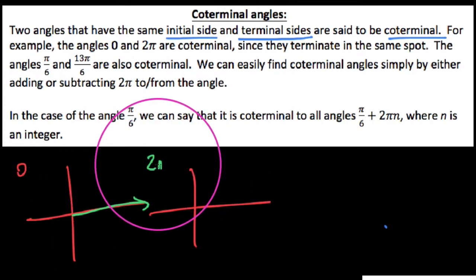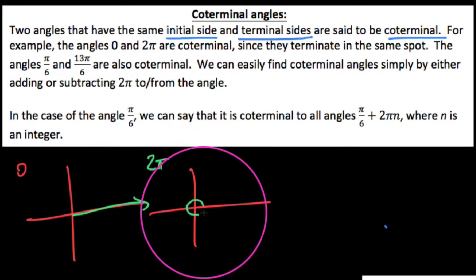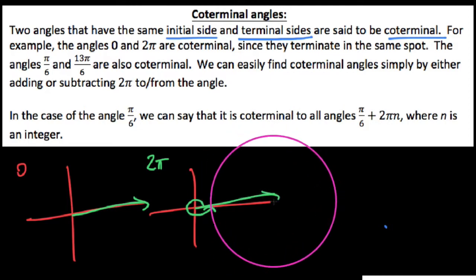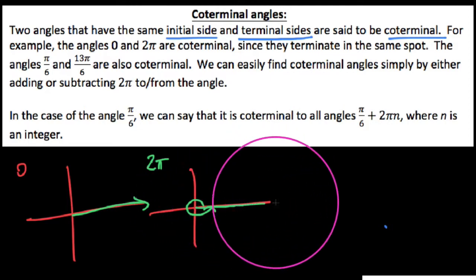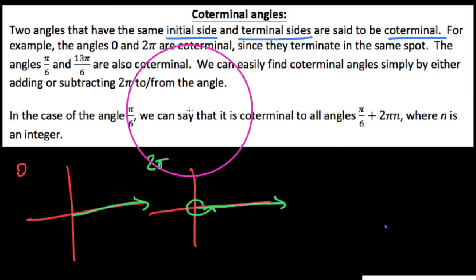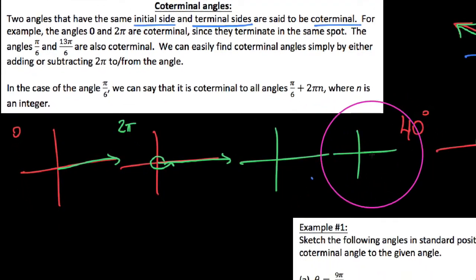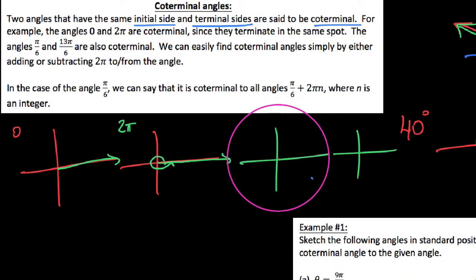If I were to sketch 2 pi radians, recall that 2 pi radians is one full rotation, so that'd be a pi plus another pi. We would say that this is my 2 pi radian angle right there. So these are both coterminal. Also, pi sixth and 13 pi sixth, just to illustrate this here. Recall that a sixth of pi would be a 30-degree angle.